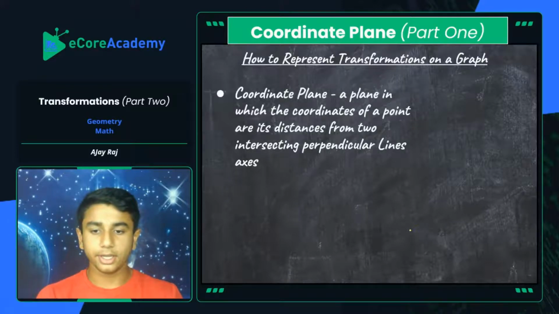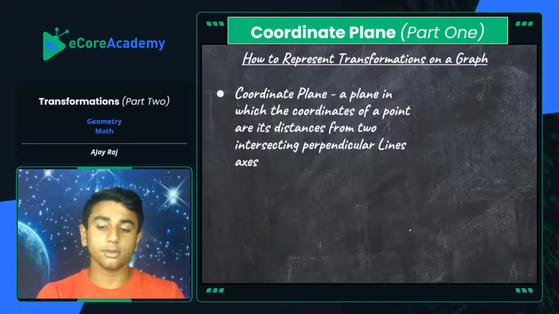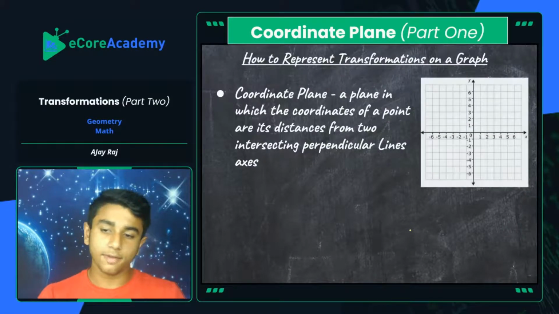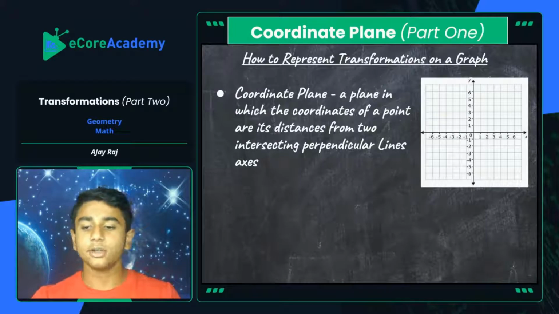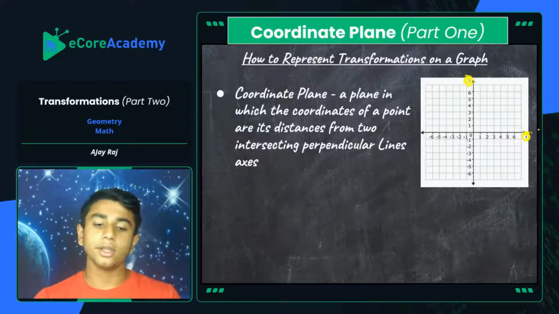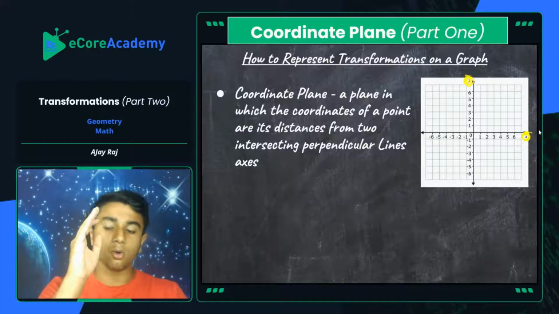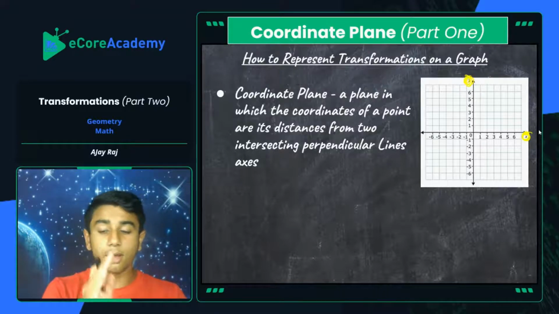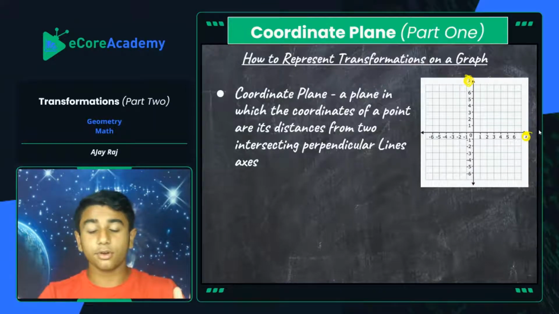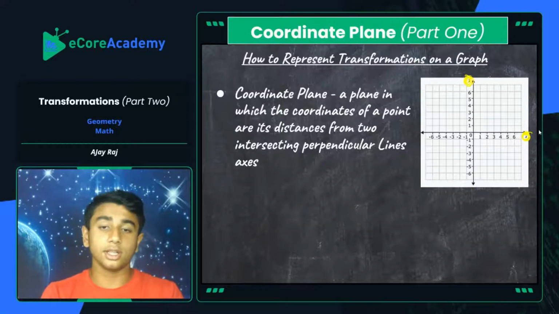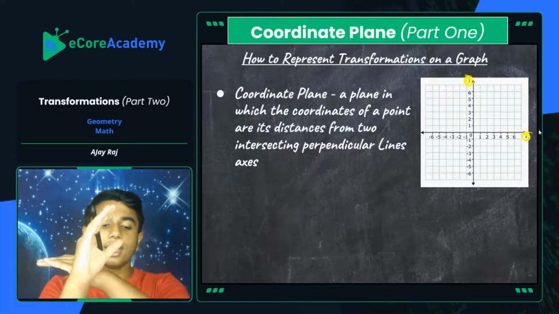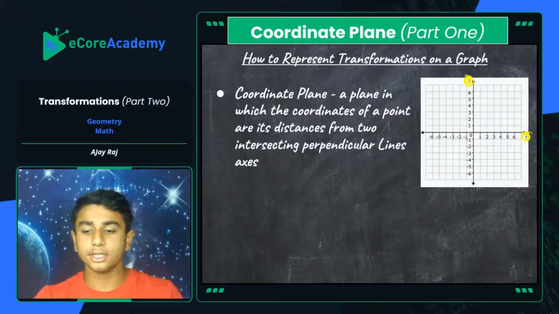The coordinate plane, by definition in geometry and algebra, is a plane in which the coordinates of a point are its distances from two intersecting perpendicular lines called axes. This is an example of a coordinate plane. As you can see, we have our y-axis and our x-axis. The y-axis is a vertical line going up and down, and the x-axis is a horizontal line going from right to left, and they both intersect at a common point called the origin.